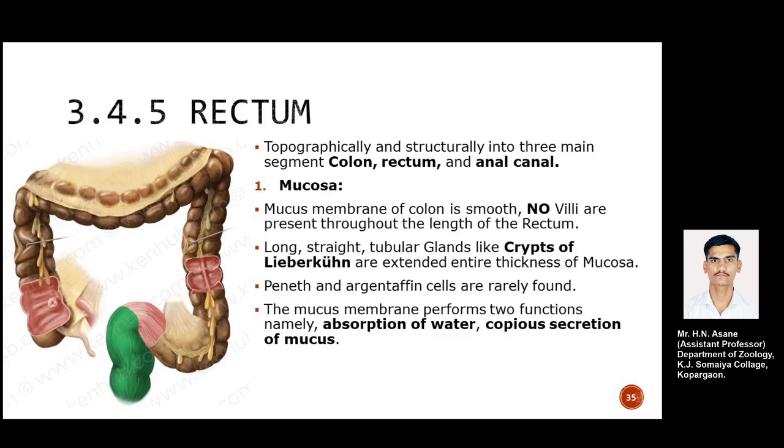So the mucous membrane is going to perform two functions here. What are those two functions? The first is absorption of water, and the second is copious secretion of mucus. As I said, absorption of water means absorption of the electrolytes, all the ions: sodium ions, K plus, Ca plus, iodine. All these are reabsorbed in the large intestine or the rectum.